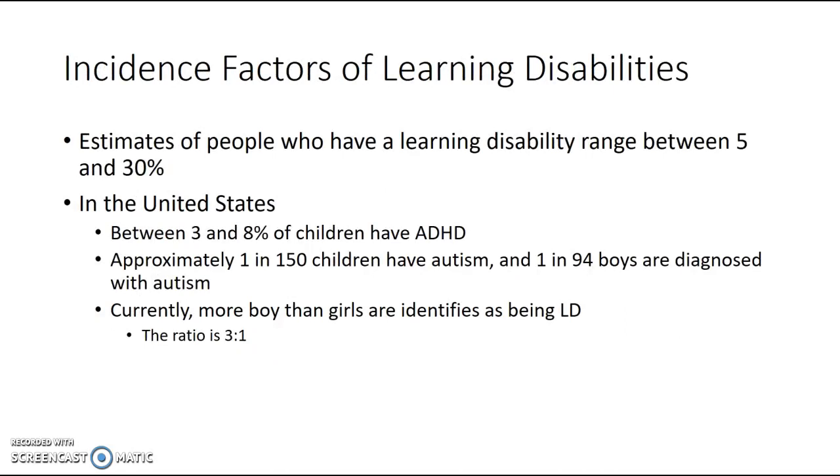There are also incidence factors of learning disabilities. It is estimated that roughly 5 to 30% of people have a learning disability. In the United States, about 3 to 8% of children have ADHD. Approximately 1 in 150 children have autism, and 1 in 94 boys are diagnosed with autism. Currently, more boys are identified as being learning disabled than girls, and the ratio is about 3 to 1.